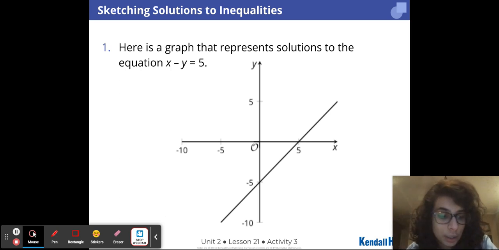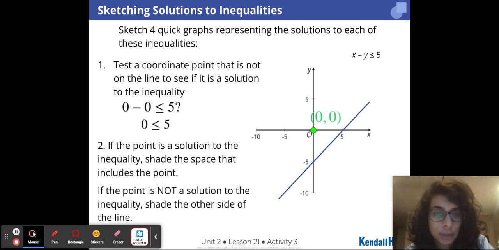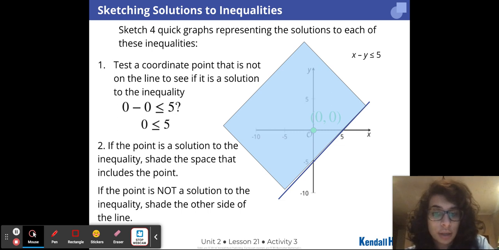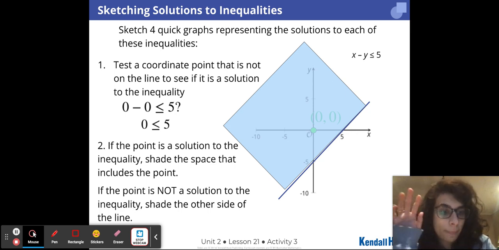Your second step is to test a coordinate point that's not on the line to see if it's a solution to the inequality. Once you figure that out, you just figure out which way you should be shading. If it is a solution, you're going to shade the space that includes that point. If the point is not a solution to the inequality, shade the other side of the line. Like I said, I quickly went over it right now, but I suggest you slowly go over each of those steps and practice it at every point.